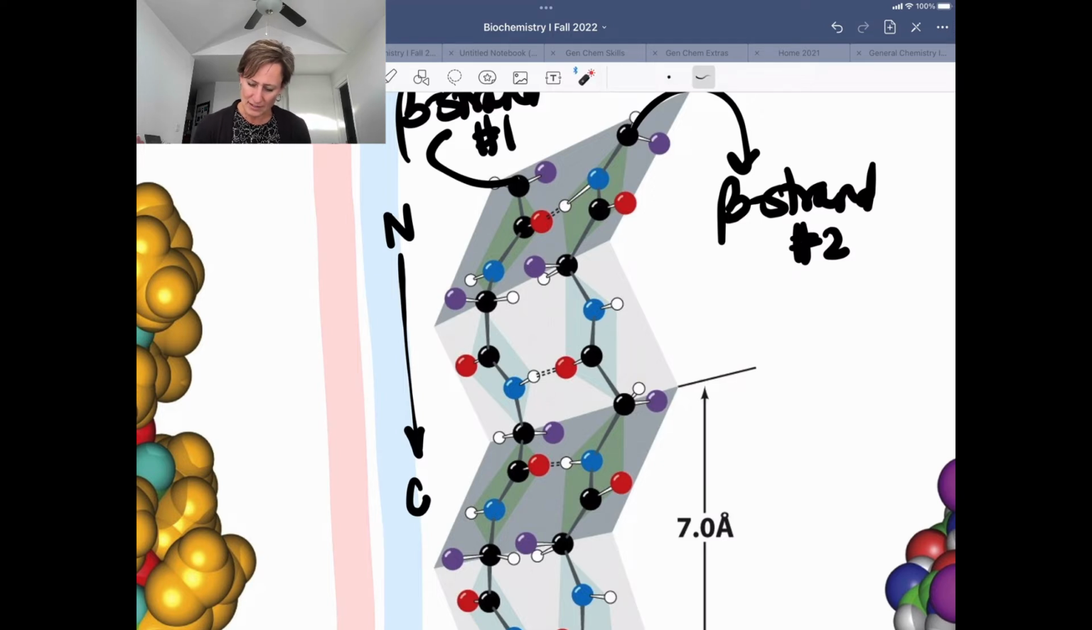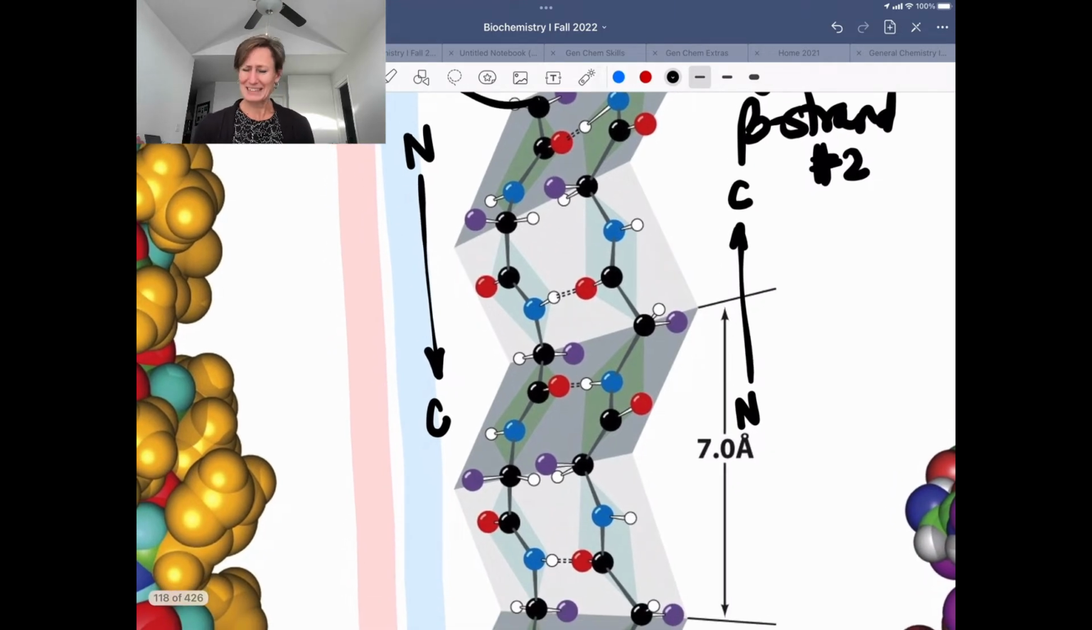Let me look at the other strand. I can see that this strand, no, that doesn't go N, C alpha, carbonyl in that direction. N, C alpha, carbonyl; N, C alpha, carbonyl. So this runs in the opposite direction. The N to C direction in my second strand is opposite. This is what we call an anti-parallel beta sheet. We have two beta strands running in opposite directions. Okay, so let's make two beta strands.